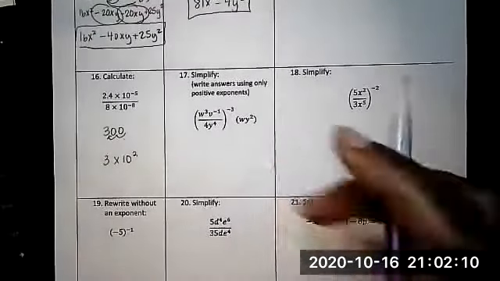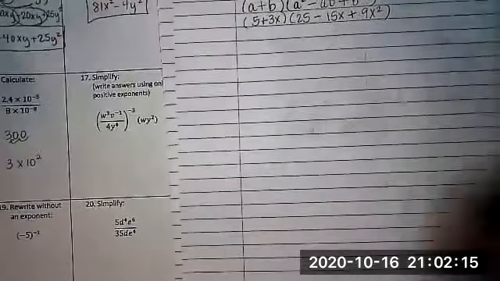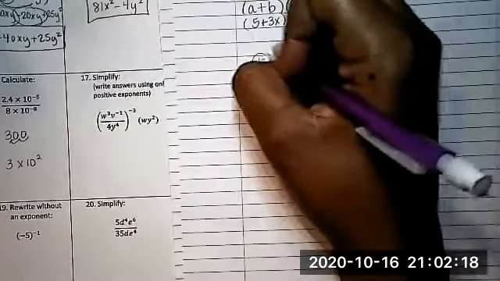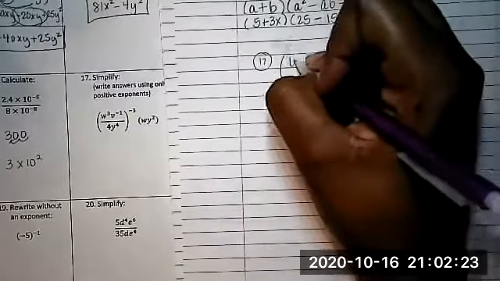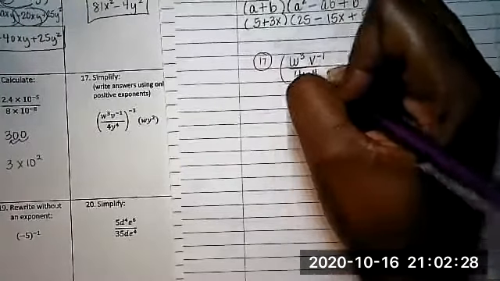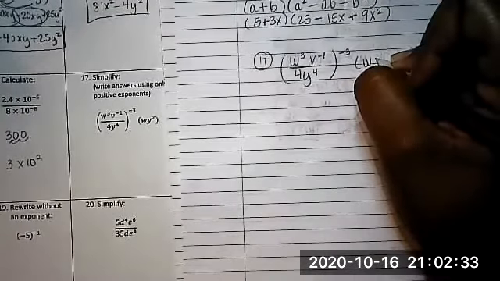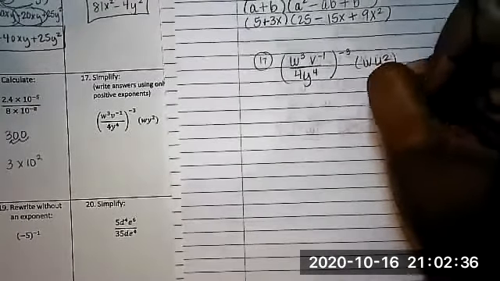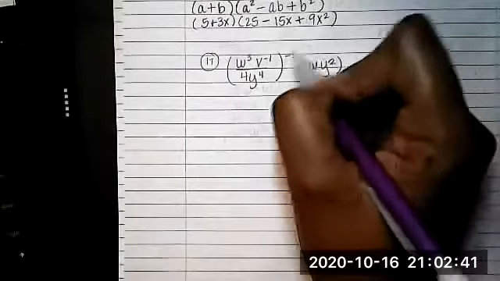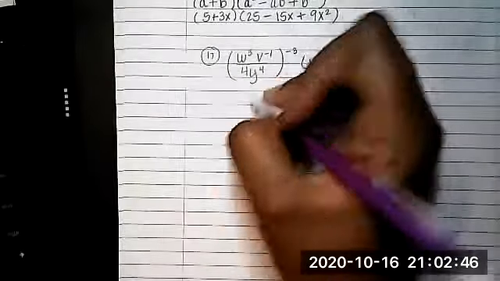All right. So here, I'm going to put this on a separate sheet of paper. Make sure we have enough room. So this is number 17, okay? And this is w cubed v to the -1 all over 4y to the 4th, raised to the -3 power, and then you're multiplying it by wy squared, okay? So first things first, if you have a negative exponent on the very outside, flip the inside to make it positive. So that's what we're going to do, okay?